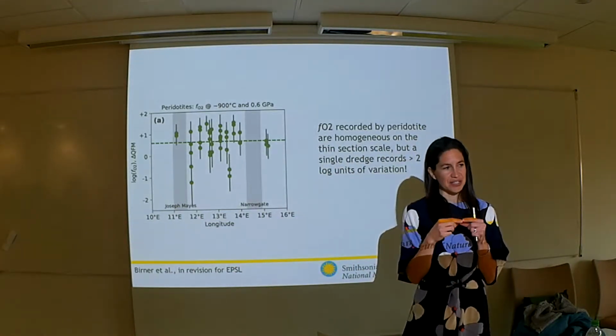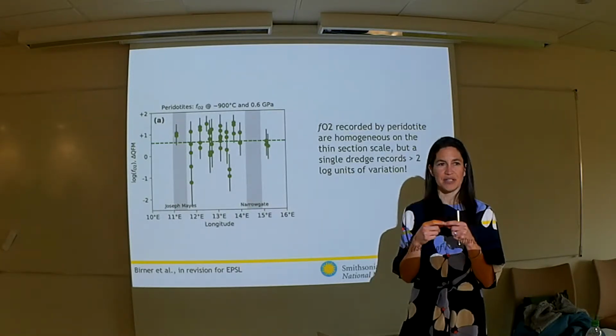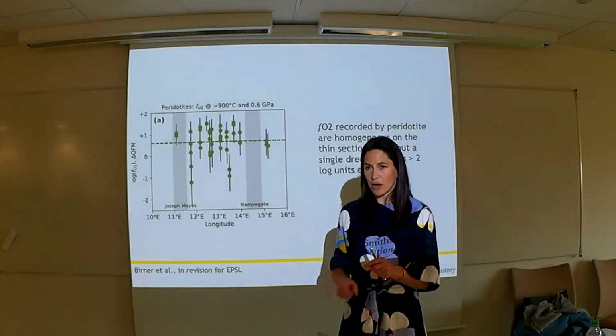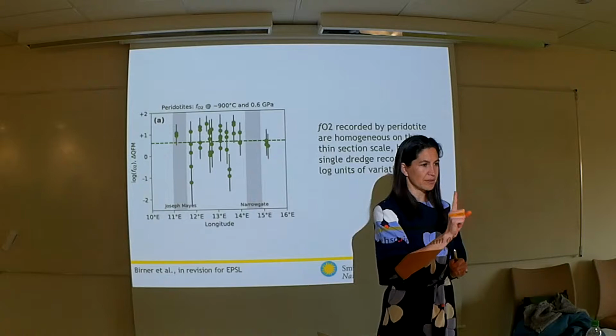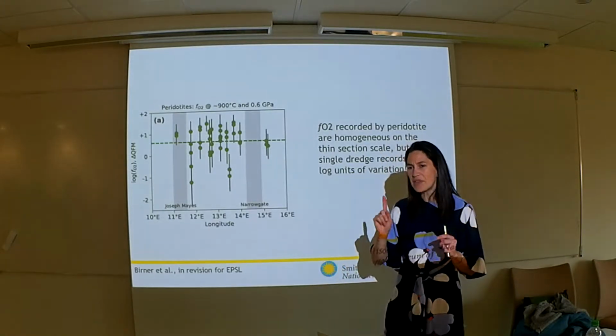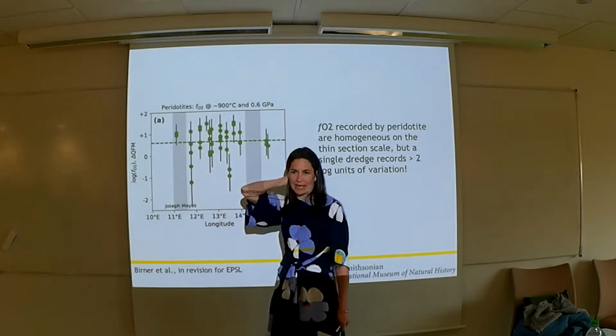On the thin section scale, we have one value. It's homogeneous on the thin section scale. You take a thin section, the spinels everywhere all agree and give one fO2 within the uncertainty, within the precision of the measurement. But within a single dredge at one location, we get 2 orders of magnitude.